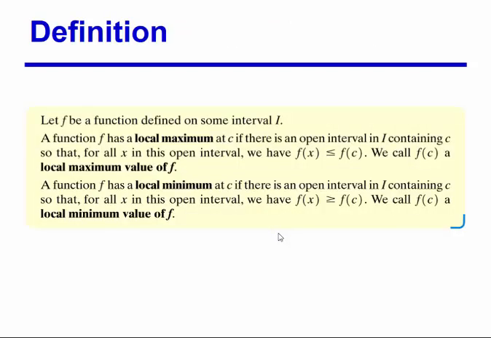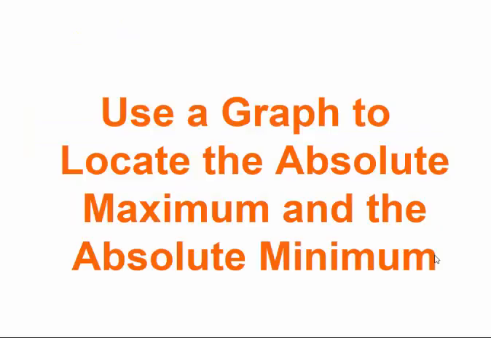So let f be a function defined on some interval I. A function f has a local max at c if there's an open interval in I containing c, so that for all x in this open interval, we have that f of x is less than or equal to f of c. We call f of c a local maximum value of f. A function f has a local minimum at c if there's an open interval in I containing c, so that for all x in this open interval, we have f of x is greater than or equal to f of c. So we call f of c a local minimum value of f.